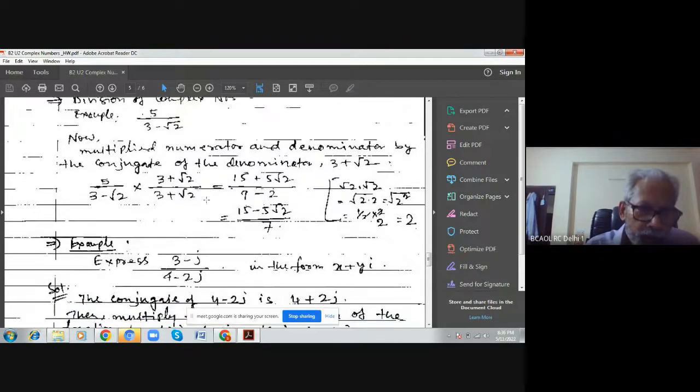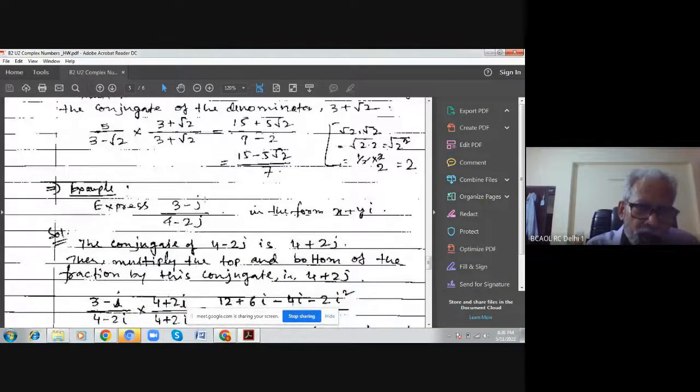Now another example: express (3 minus iota) divided by (4 minus 2 iota) in the form of x plus y iota. In this form, you have to derive it. So express this thing in the form of x plus y iota, that is your question.